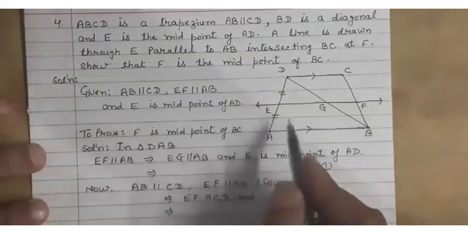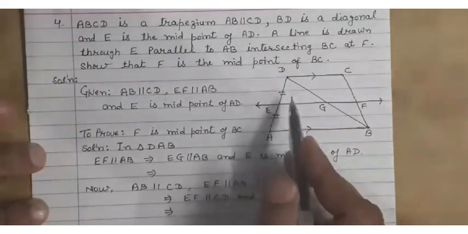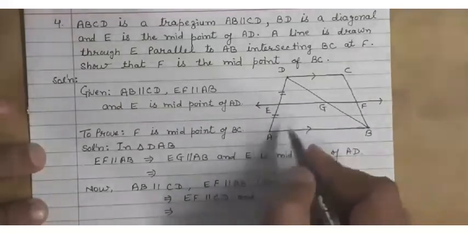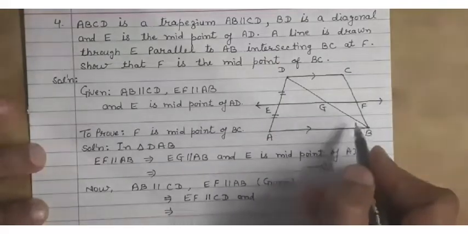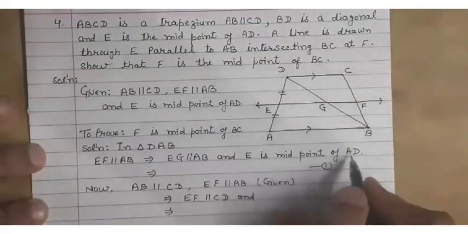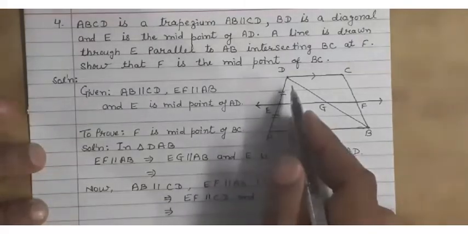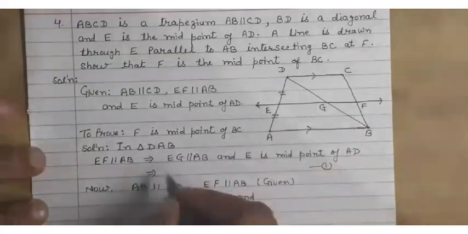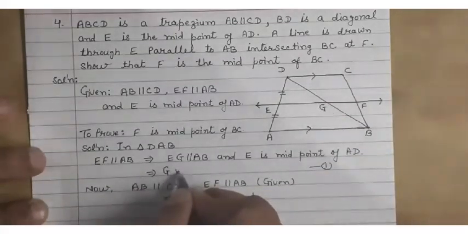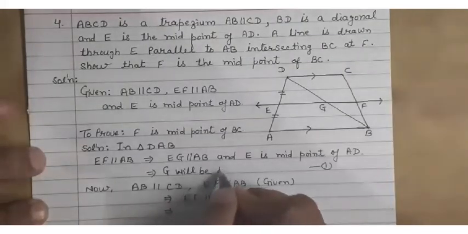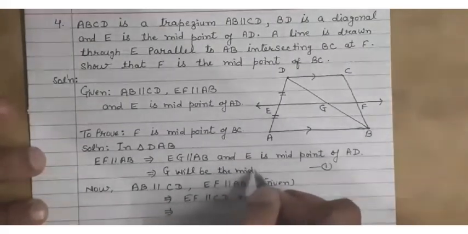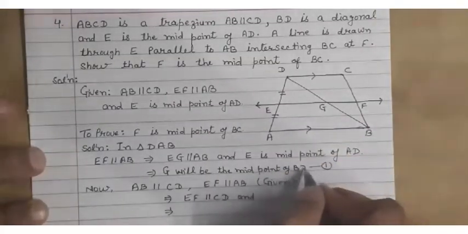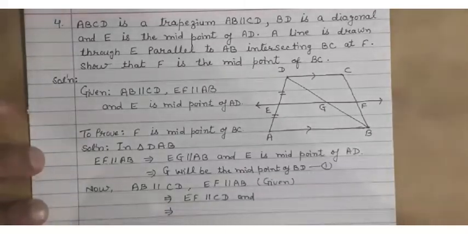In triangle DAB, I am taking this triangle because EF is parallel to AB. Can I write EG will be parallel to AB, isn't it? Also, E is the midpoint of AD. Then what can we say? Definitely G will be the midpoint of BD. Okay, this we have seen.